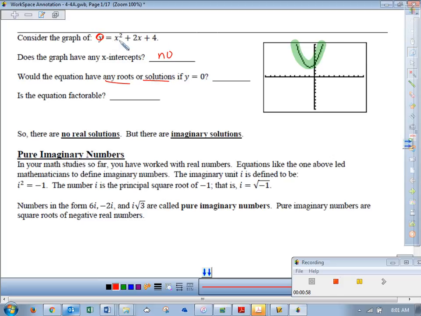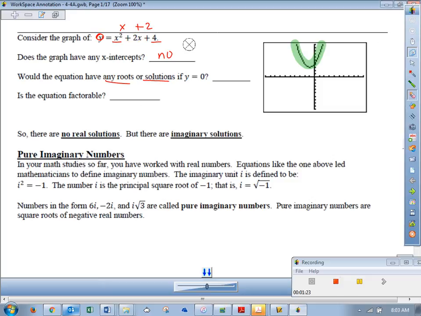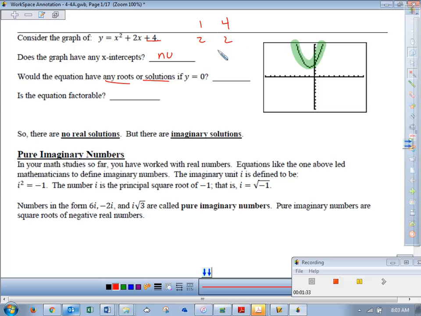Let's see if this can factor real quick. The a value is 1, right? Is it a perfect square trinomial? x squared is a perfect square, and 4 is a perfect square, right? So, is the middle term twice the product of those square roots, though? No, so that's not a perfect square trinomial. Can you find two numbers that multiply together to be 4 and add together to be 2? Numbers that multiply to 4: 1 and 4, 2 and 2, right? No dice. Can't factor it.